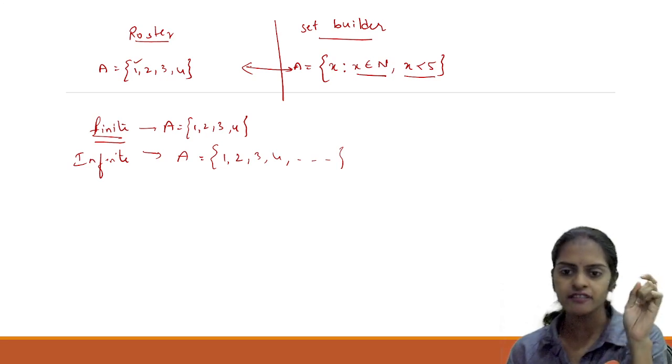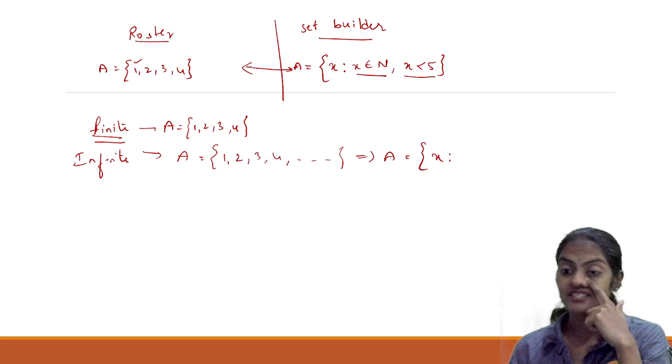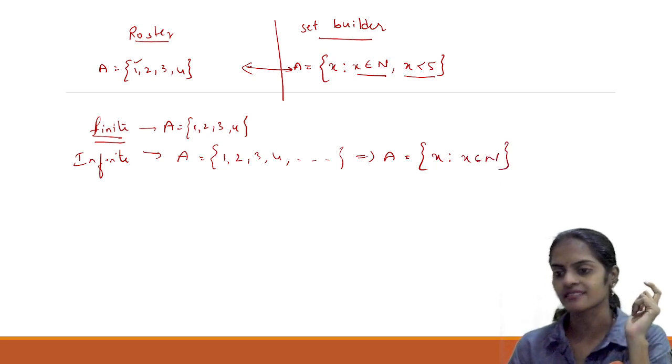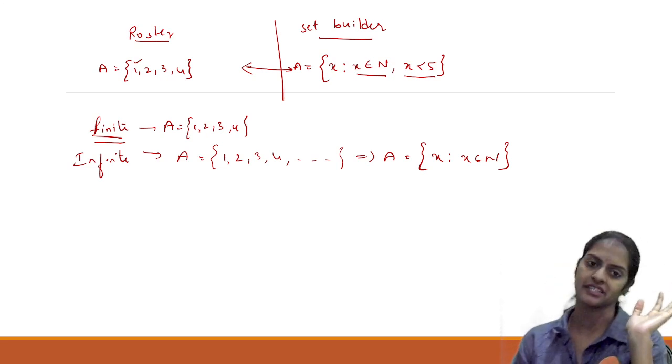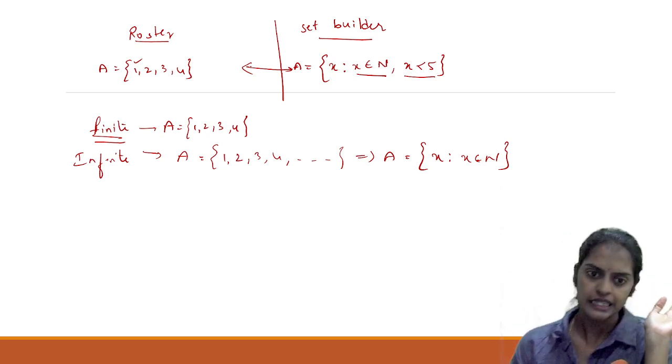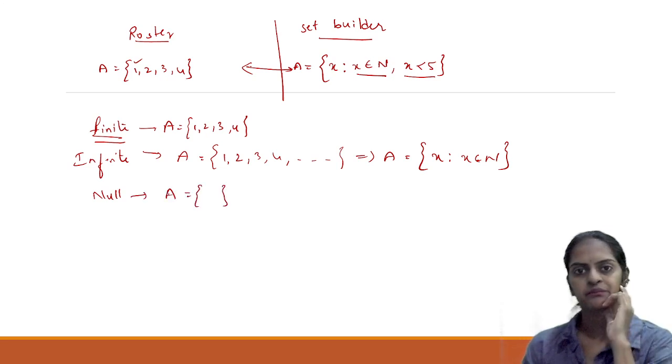Okay. In set builder form, how do you write it? A equal to A contains elements X such that X belongs to natural number. That's it. Only the lower limit is given. What is the X upper limit? It is not given. So it is infinite set. Clear. Then we have null set. Null set is nothing but an empty set. It doesn't have any element.